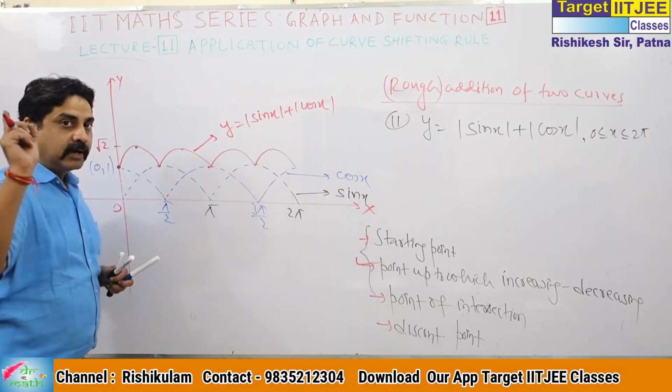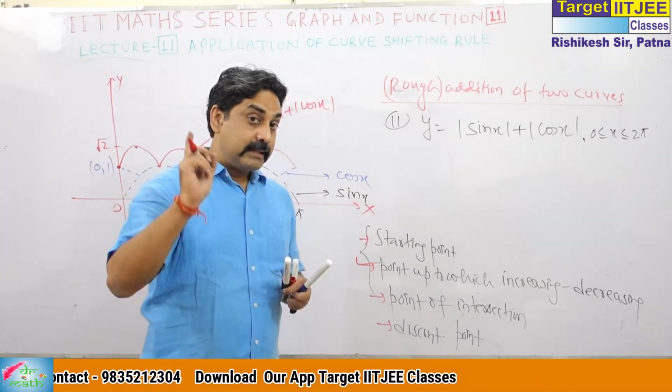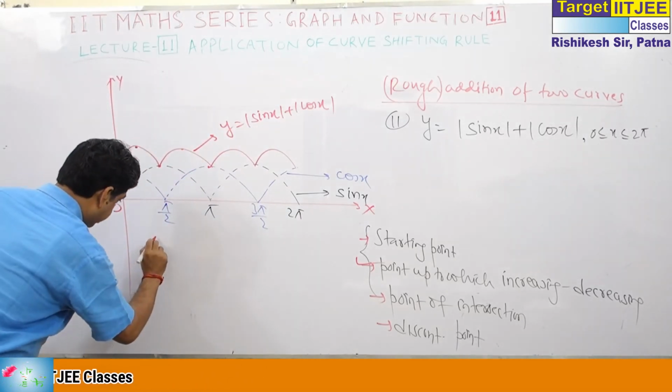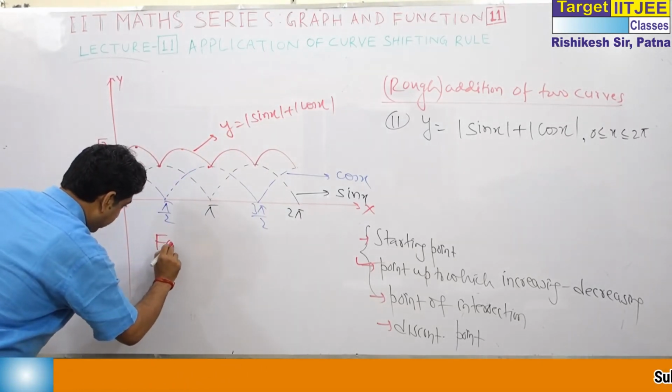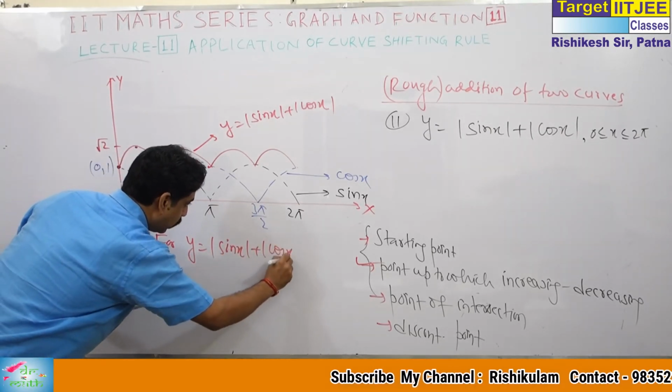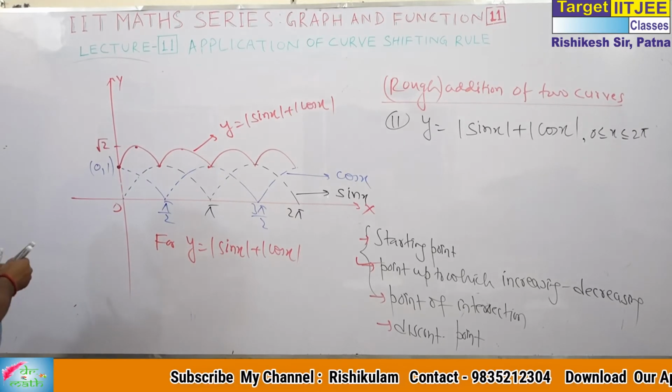There are two very important conclusions about this from this graph that I will use directly. So you know the range for y is equal to mod sin x plus mod cos x. What do you say? What is the range?